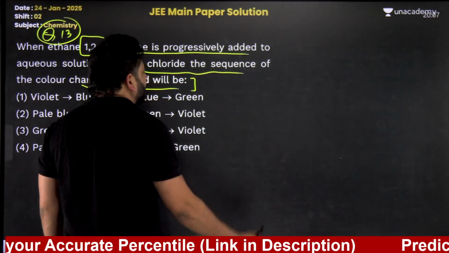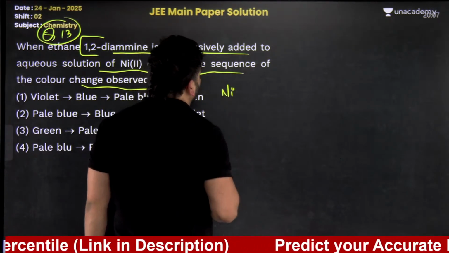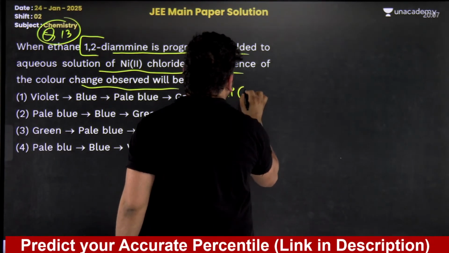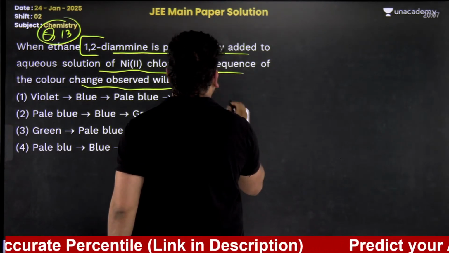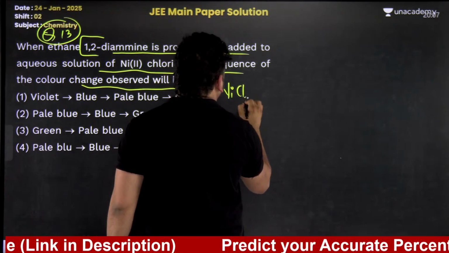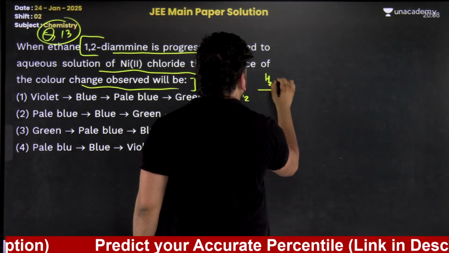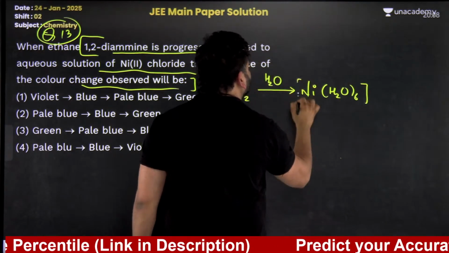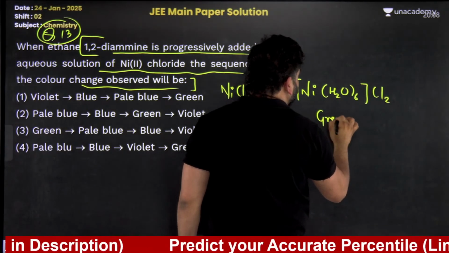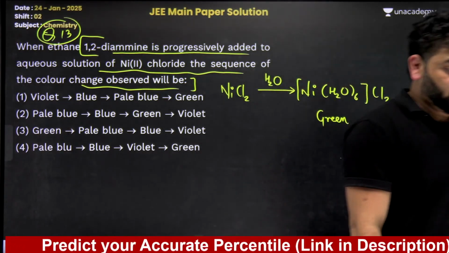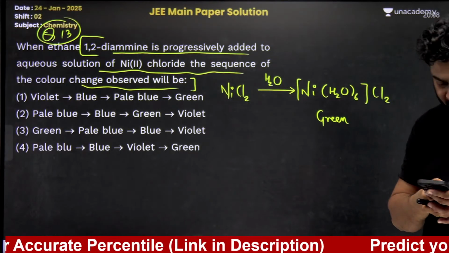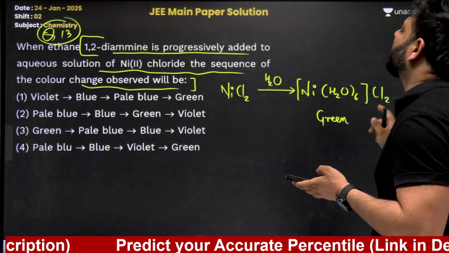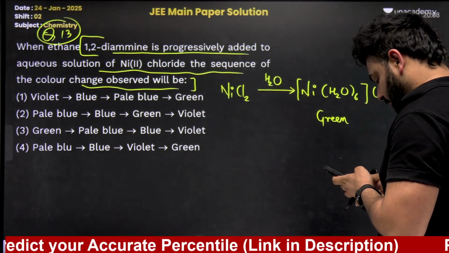So guys, we have this complex which is actually Ni2+. So let's say the compound NiCl2 added in water makes a complex [Ni(H2O)6]Cl2. This complex is green colored, right? I'll check if it is in the NCERT somewhere. What we have is ethane-1,2-diamine added progressively. Okay, we are adding en here.